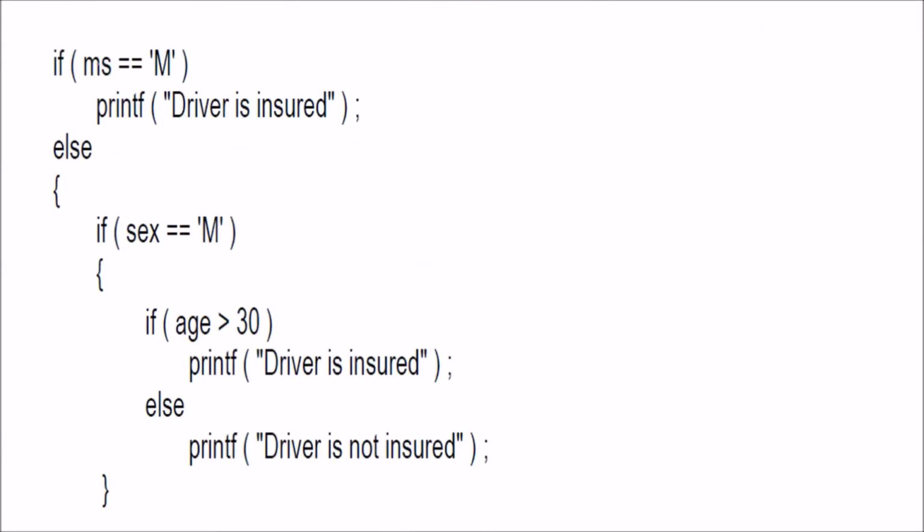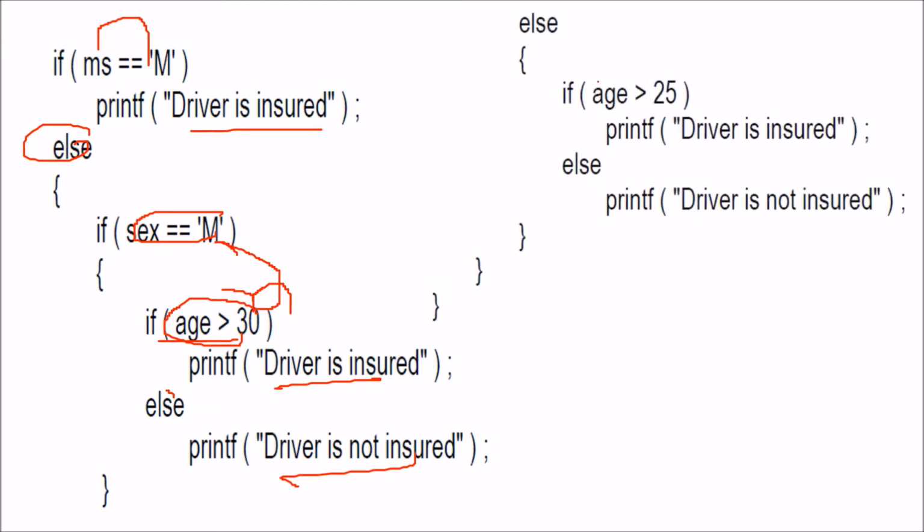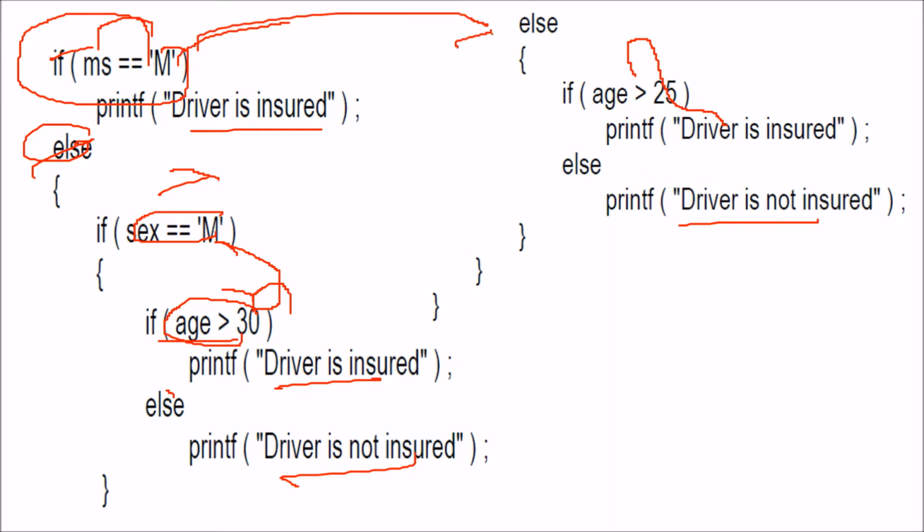Now, if the marital status is married, we say that the driver is insured. Otherwise, if sex is male, then we have to check the age, which must be greater than 30. If it is greater than 30 and he is male, we say the driver is insured. If he is not greater than 30, the driver is not insured. We can have one more condition, else. If these two conditions fail, we go to else: if age is greater than 25, the driver is insured. Otherwise, the driver is not insured, because the sex has to be female, right? If the earlier condition fails, that means the driver is a female. That is why we come here.